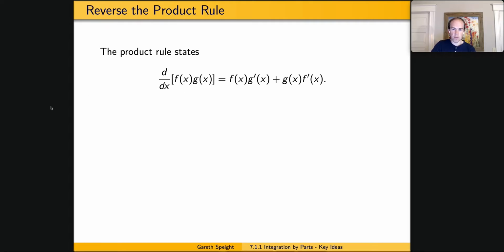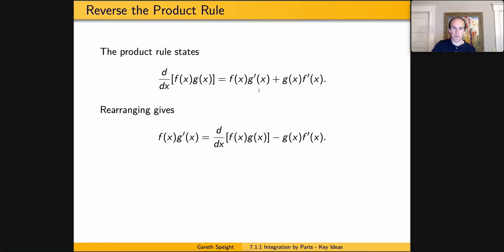All we then do is rearrange. If we keep this one term fixed, this f of x times g prime of x, and then move the g of x times f prime over to the other side, we end up with f times g prime is equal to this derivative of the product minus g times f prime. So all we did was move this equation around. So we have f g prime is the derivative of fg minus g times f prime. And then we're going to integrate both sides.